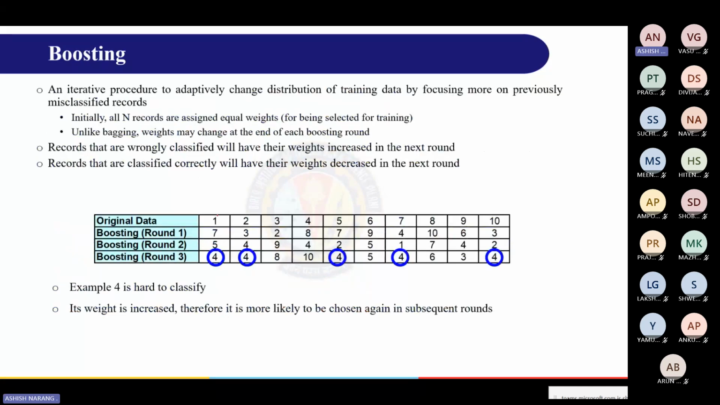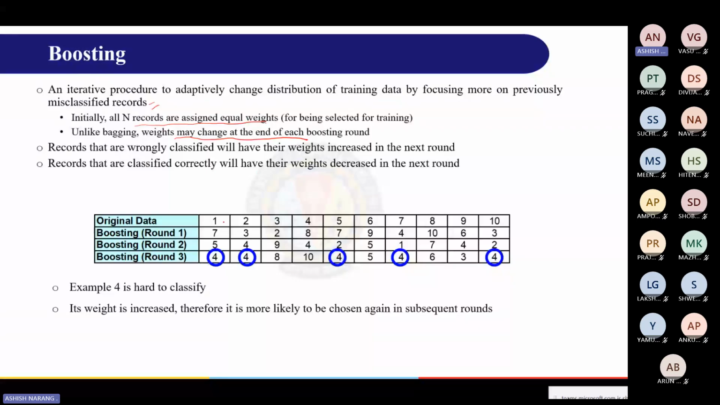Look at this, boosting: an iterative procedure to adaptively change the distribution of training data by focusing on the previously misclassified records. Initially, all n records are assigned equal weights. Unlike bagging, weights may change at the end of each boosting round. Records that are wrongly classified will have their weights increased in the next round, and records that are classified correctly will have their weight decreased in the next round.